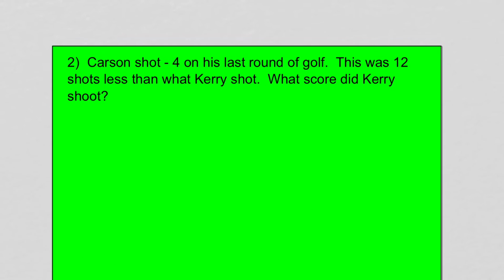So it says Carson shot -4 in his last round of golf. Wow, I need to get Carson to show me how to golf. This was 12 shots less than what Kerry shot. What score did Kerry shoot? Well, let's identify the unknown. The unknown is right in the sentence there. What score did Kerry shoot? Let X equal Kerry's score.